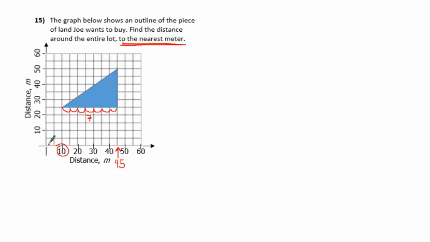If you notice your scale, each block is actually 5 units. 5, 10, 15, 20, 25, 30, 35. So if you count that way, this length is not really 7. 7 times 5, so that's 35.